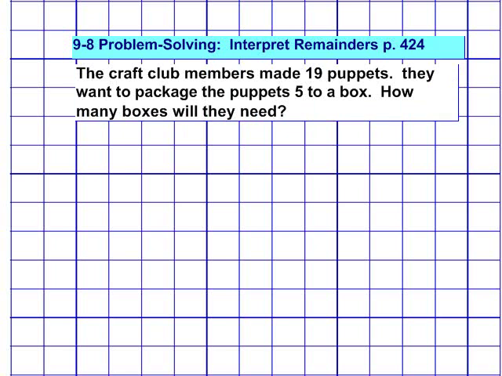It reads, the craft club members made 19 puppets. They want to package the puppets 5 to a box. How many boxes will they need? The question for this problem is, how many boxes will they need? And the information given was that there were a total of 19 puppets, and they need to pack them up into 5 different boxes. So for this problem then, we know that we will be doing a division. We will divide 19 puppets and split them up into 5 different boxes.